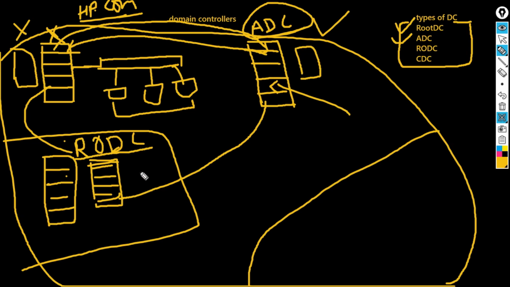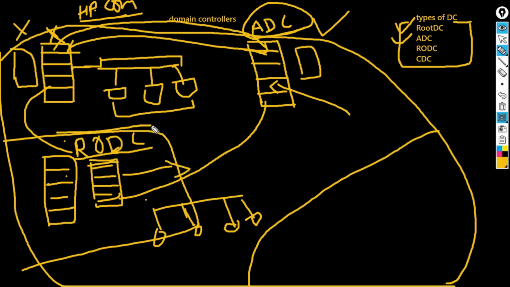So the user can log in, and whatever machines and clients are working here, users can be created and machines can be joined here. But the administrator has to delegate the permission to a specific user, the user we have added in RODC during the configuration. When we configure the RODC server, before configuring this RODC in the branch office, you have to configure the root DC first.